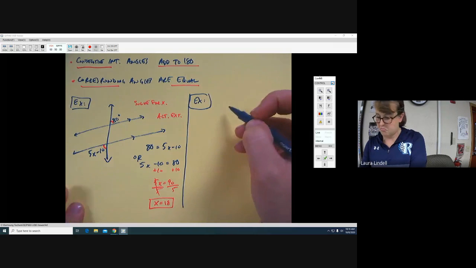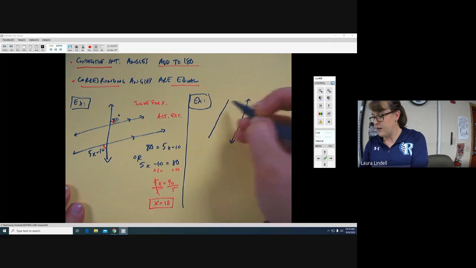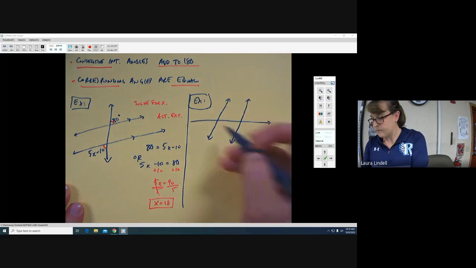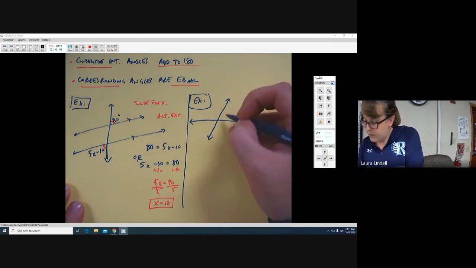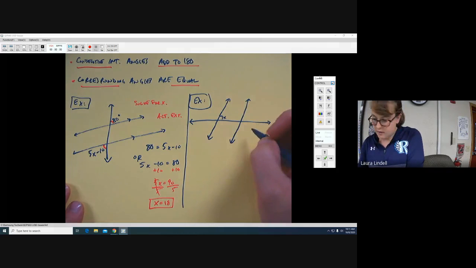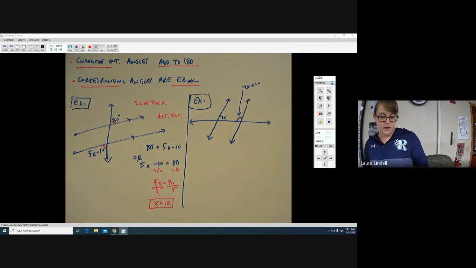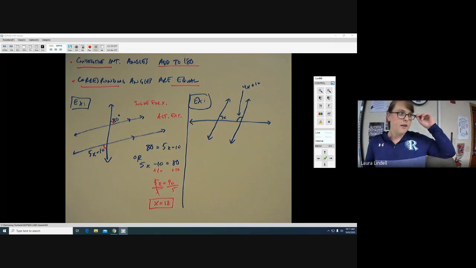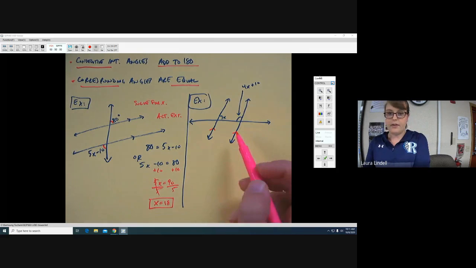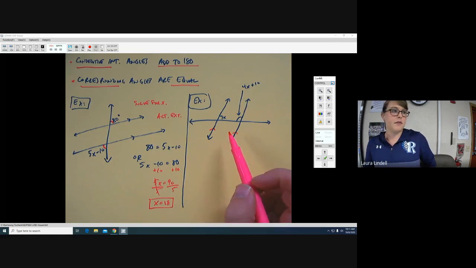Let's go with, gonna make ourselves some parallel lines. And we'll say that this angle is 3x. And that this angle here is 4x plus 10. And again, we want to solve for x. Okay. So what's the angle relationship for this one if these are our parallel lines here? Are they on the same side of the transversal or on the opposite sides of the transversal? Are they interior, exterior? What do we have?